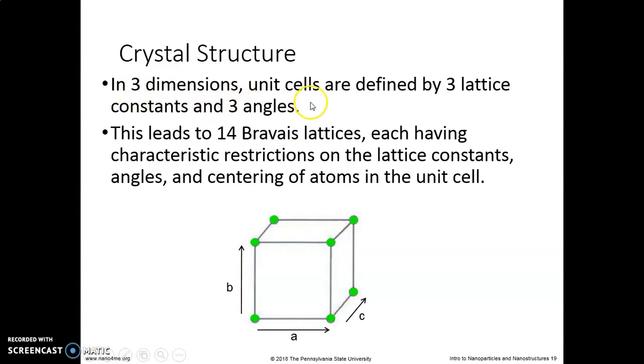In three dimensions, unit cells are defined by three lattice vectors. Here you can see a, b, c, with the help of which they explain it. This leads to the 14 Bravais lattices, each having characteristic lattice constants, angles, and centering of atoms in the unit cell. With the help of these we can develop the 14 Bravais lattices.